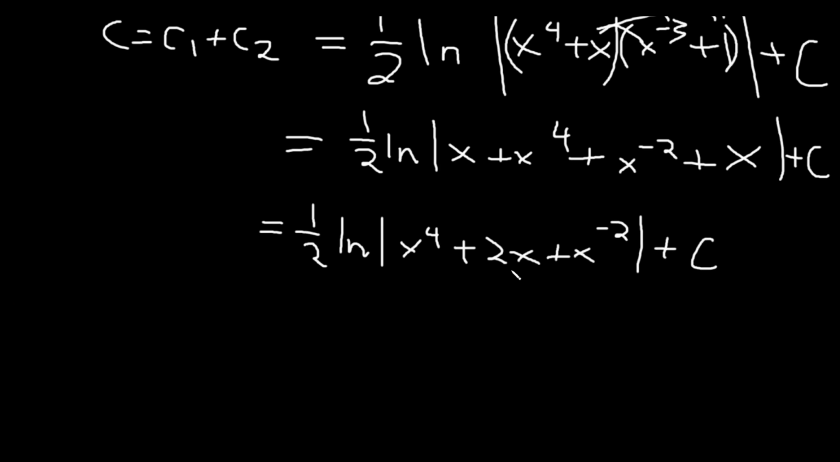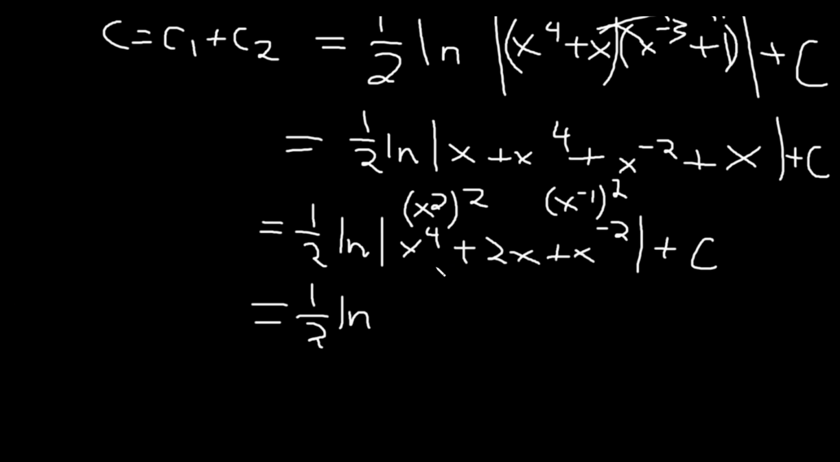Now this might not be immediately obvious, but this is actually a perfect square. If we write x to the 4th power as x squared squared and x to the negative 2nd power as x to the negative 1 squared, then we see that this middle term is in fact 2ab, where a is equal to x squared and b is equal to x to the negative 1. So now we get 1/2 times natural log, and now our inside term must always be greater than 0 since it is a perfect square, so we can simply write parentheses instead of the absolute value. And we have natural log of x squared plus x to the negative 1 squared plus c.